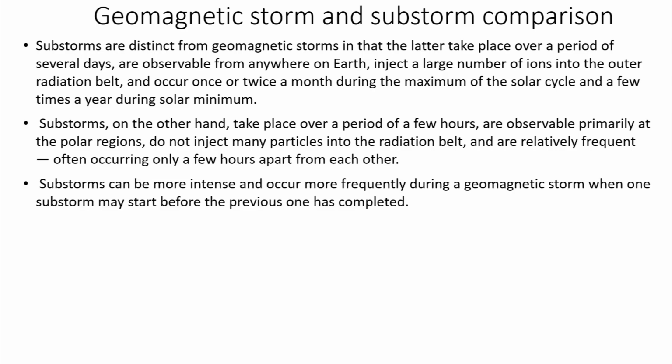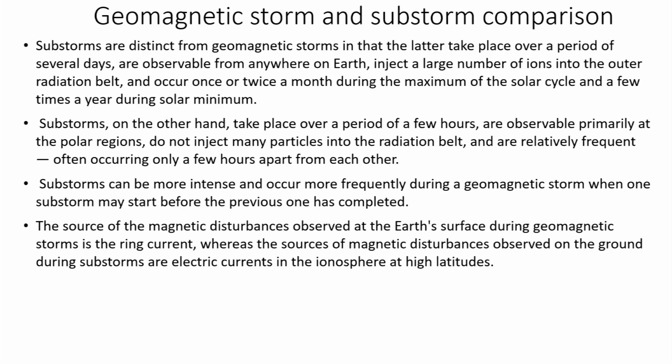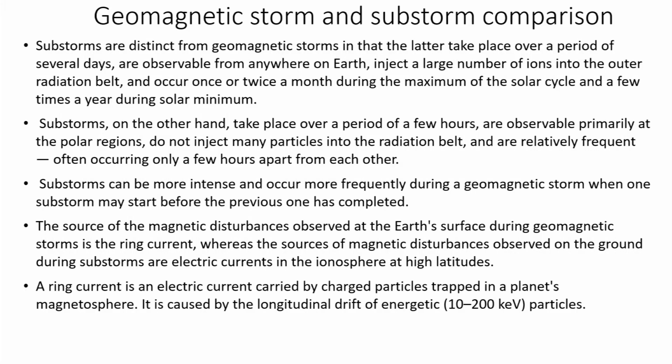Substorms can be more intense and occur more frequently during a geomagnetic storm, when one substorm may start before the previous one has completed. The source of the magnetic disturbances observed on the earth's surface during a geomagnetic storm is the ring current. Because of the ring current, it opposes the earth's magnetic field. So, during a geomagnetic storm, what we find is a decrease in the horizontal component of the earth's magnetic field. We will come to that. This is called the indices, and that will be explained in the next slide.